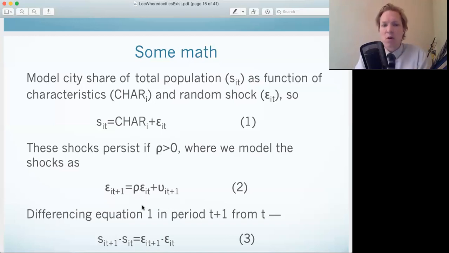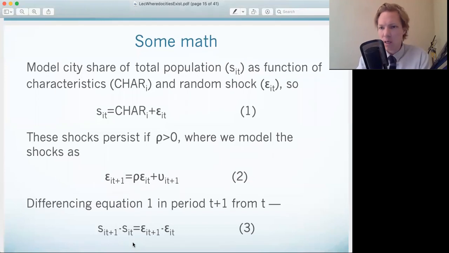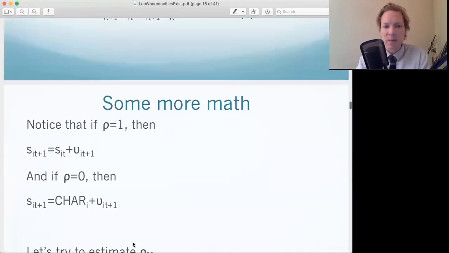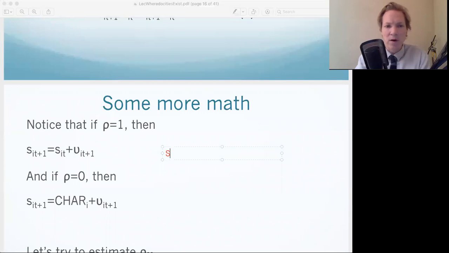Okay, so let's not worry about this equation yet. Let's go to the next page. This is going to clarify a little bit of our thinking here. So let's write S_{i,t+1}. Now this is going to equal the characteristics, I, plus the random shock, which I'm going to write as epsilon, i and then t plus 1.